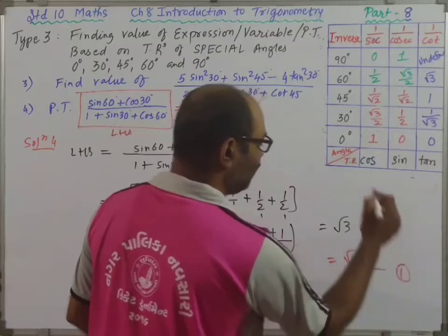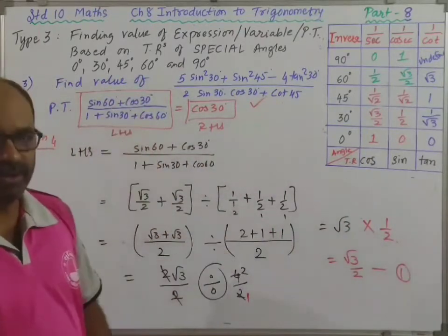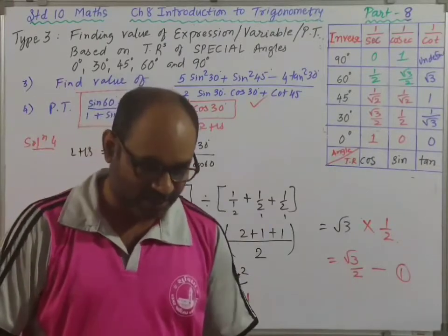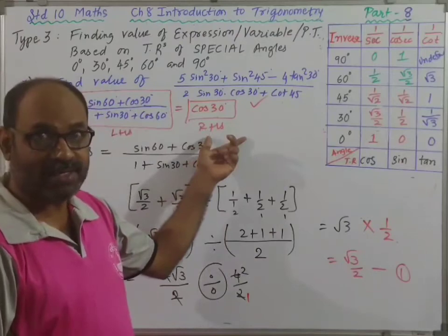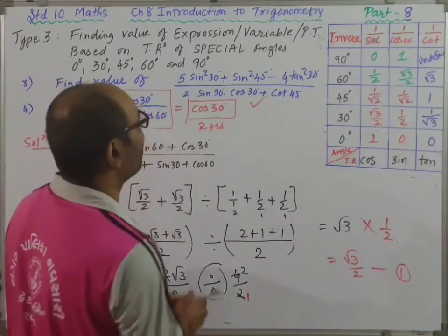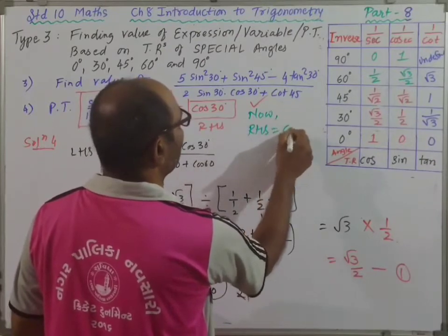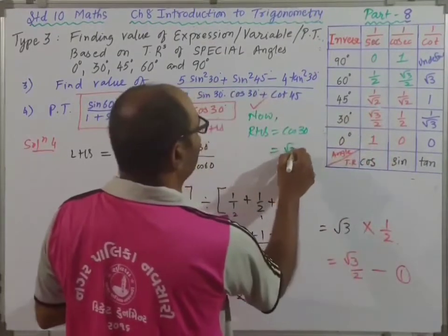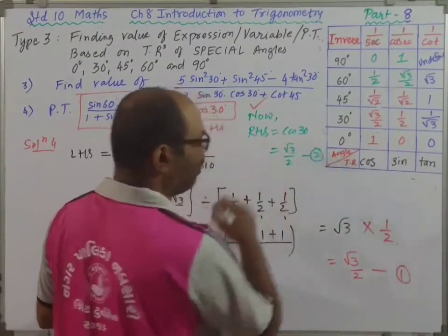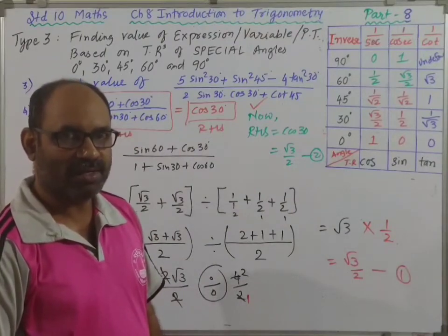This is result 1. So what is the value of this left hand side? Root 3 by 2. Now you can pick up the right hand side. Now RHS is equal to cos 30. Cos 30 is root 3 by 2. Call it result number 2. By 1 and 2 it follows that left hand side is equal to right hand side.